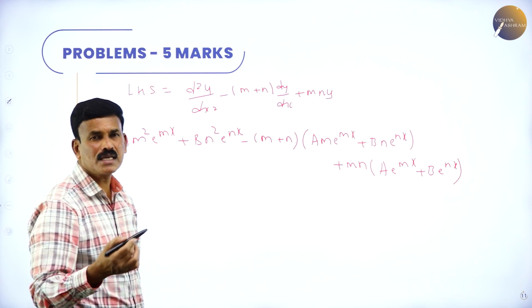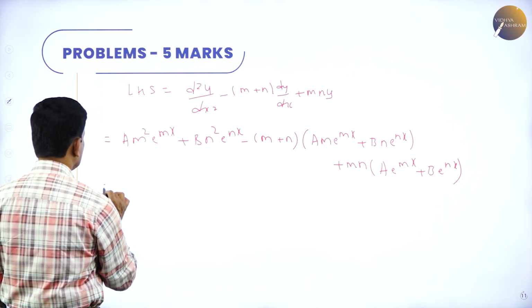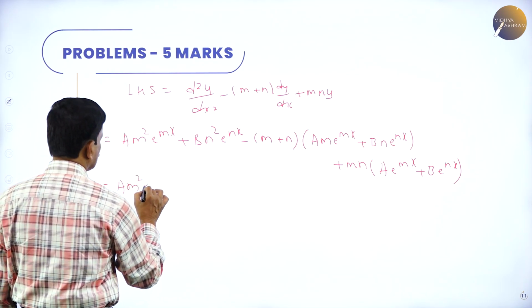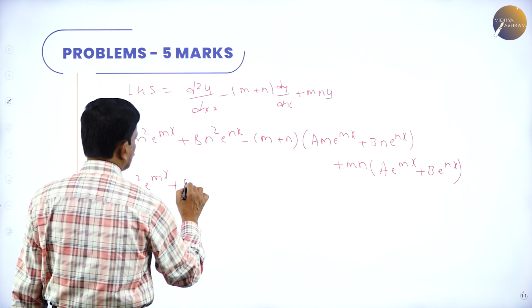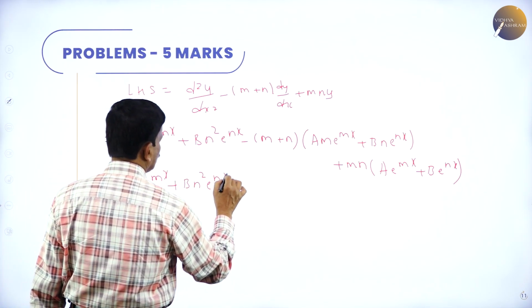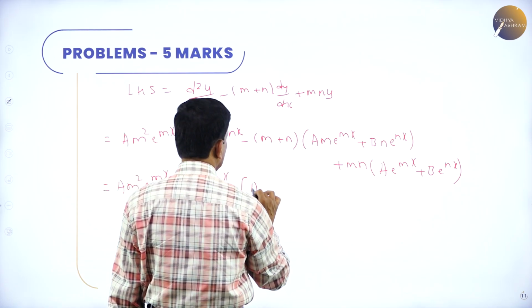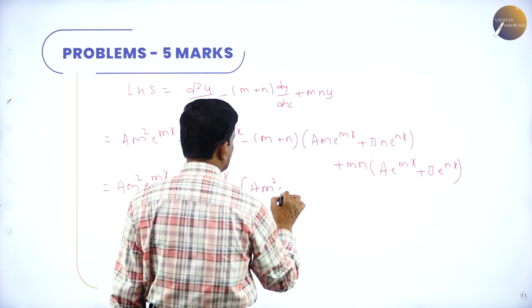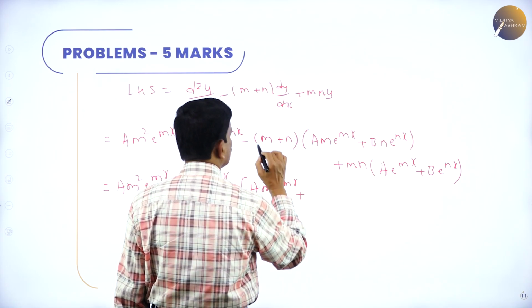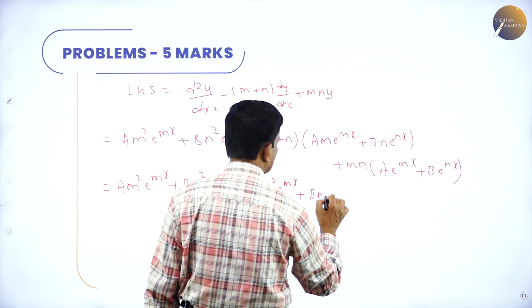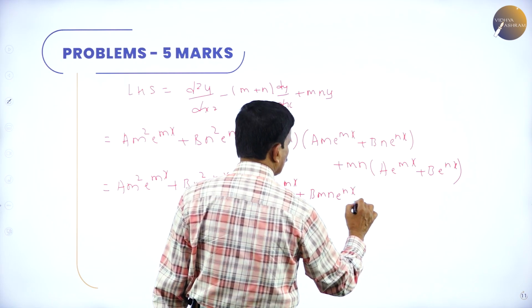Now just multiply and simplify. This is equal to, as it is, a m square e to the power of mx plus b n square e to the power of nx. Now multiply with m first. m into m is m square e to the power of mx plus b, m into n is mn e to the power of nx.